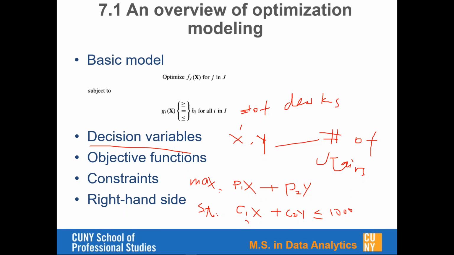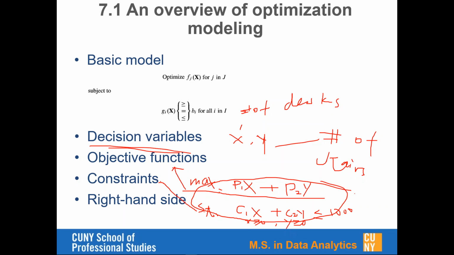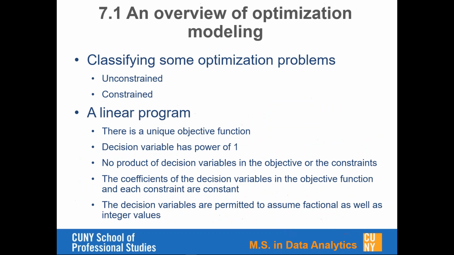And then, of course, x has to be larger than or equal to 0, and y has to be larger than or equal to 0. And then this would be a linear program that we saw here. Here, x and y would be the decision variables, this would be our objective function, the subject to part would be the constraint, and the right-hand side is really this number, 1,000 in this example. Okay, so that will be an introduction to linear programs.